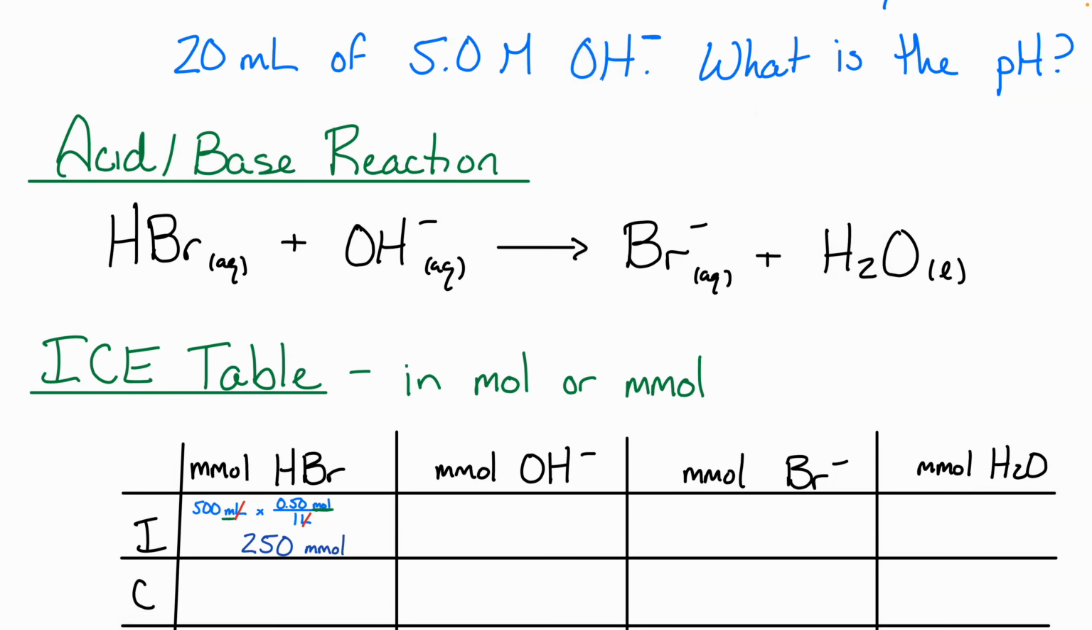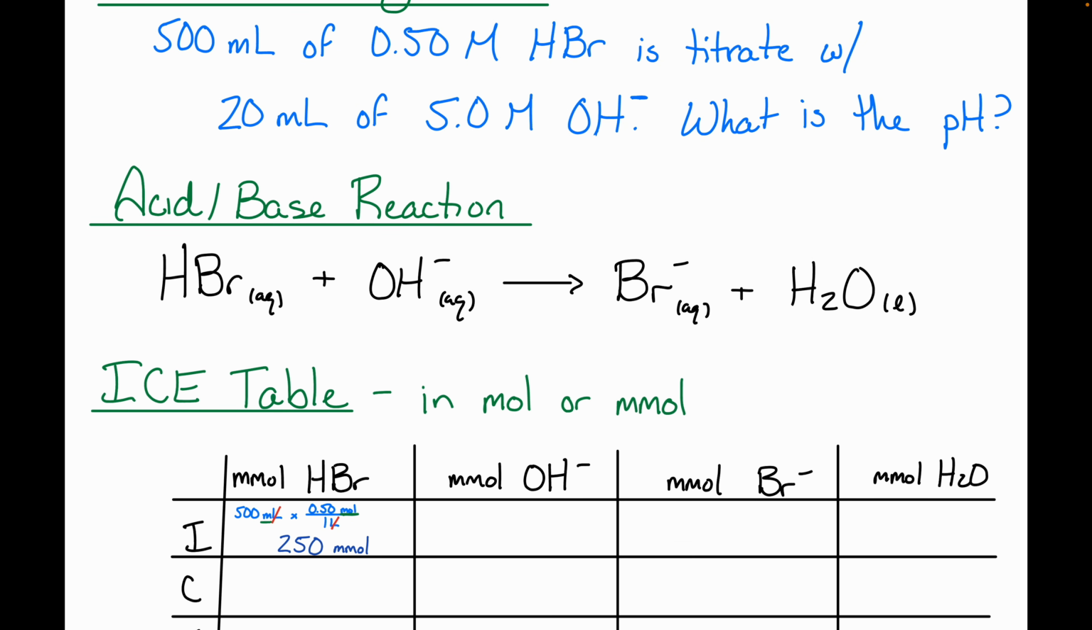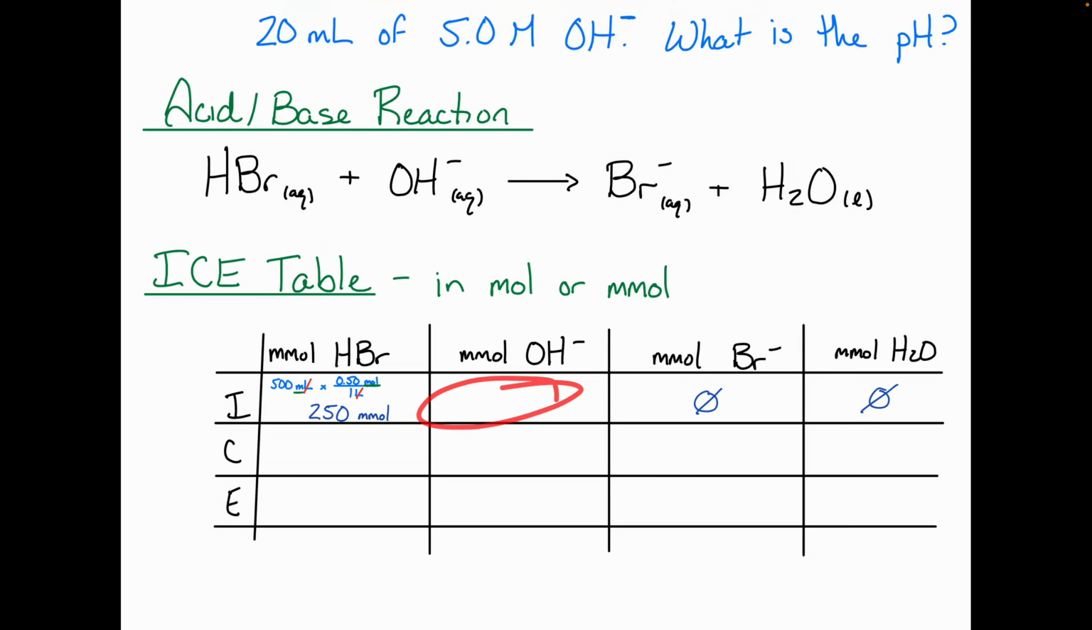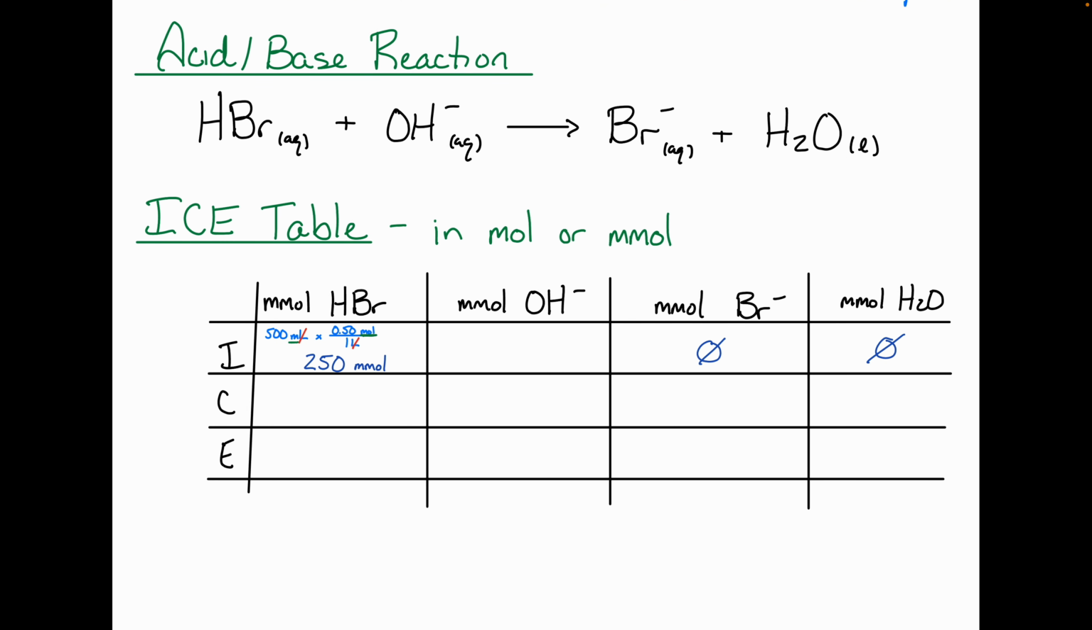All right, now since we started out with 20 mils of the 5 molar hydroxide, everybody take a second and fill in. Actually, we can do the rest of this row here, right? We don't have any products. These ones are easy. But fill out that hydroxide box for me, and then fill out the rest of our ice table just like we always do.